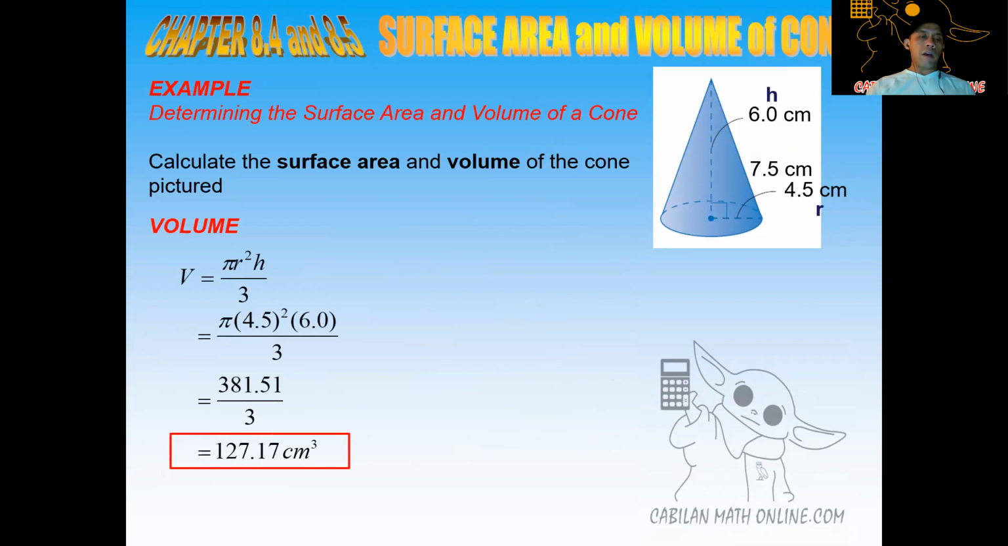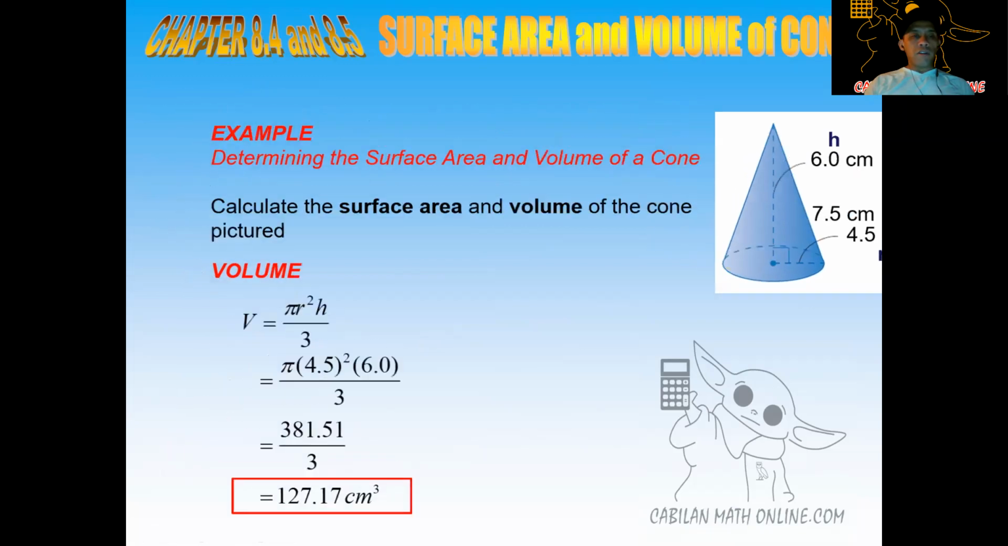All right, now I broke it down step by step on the screen here. However, if you do the top part here, pi and then 4.5 squared in brackets, and then 6.0 in brackets, divide all by 3, you could also get the same answer in the next step there. So again, choose what's comfortable for you. All right, so that's the surface area and volume of a cone here.